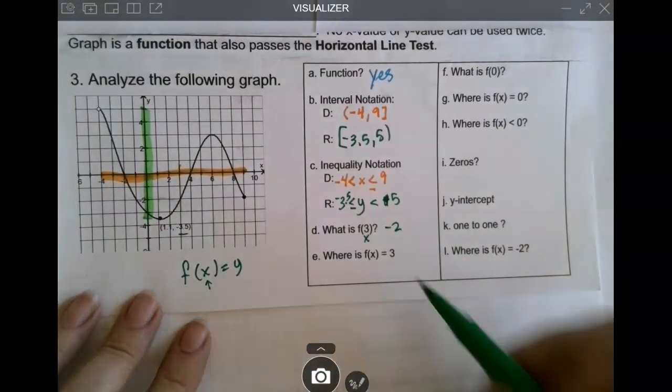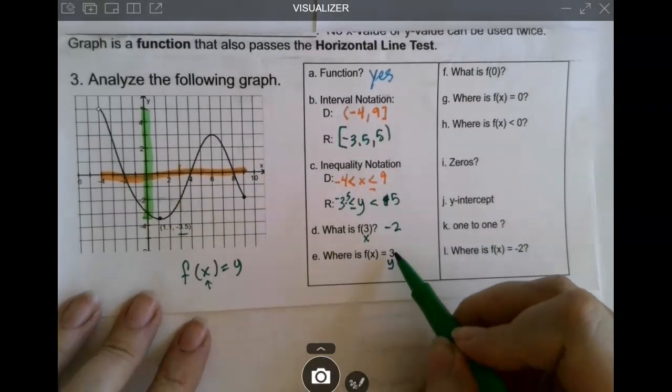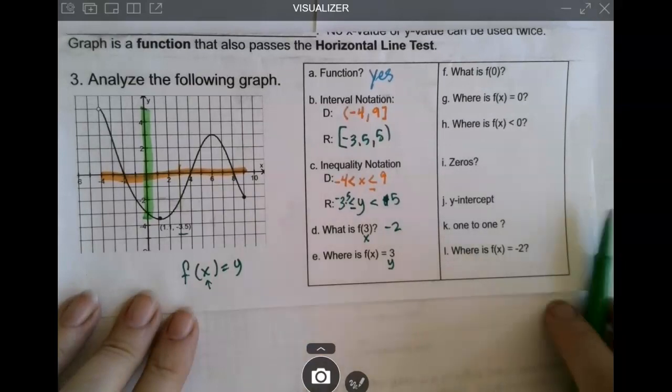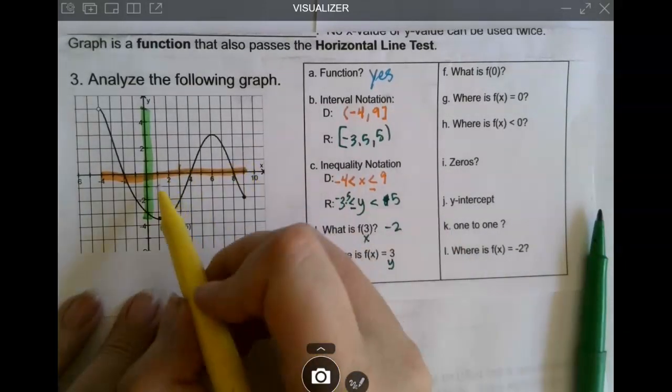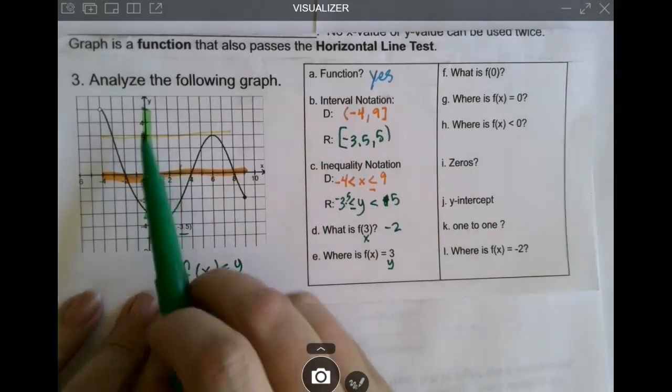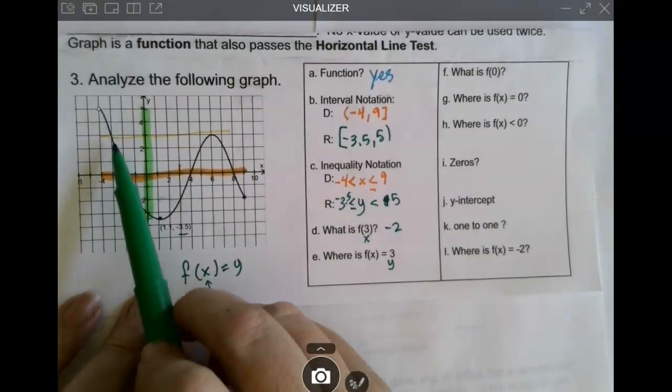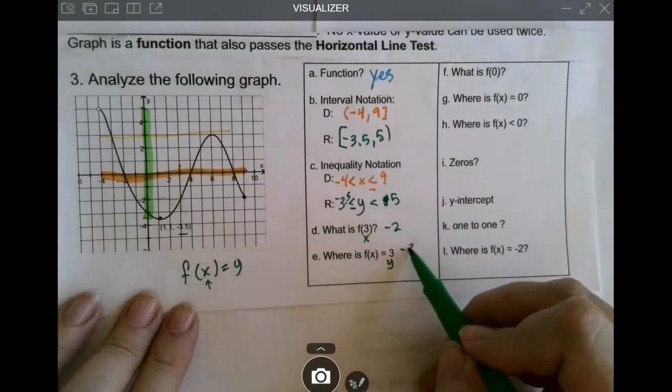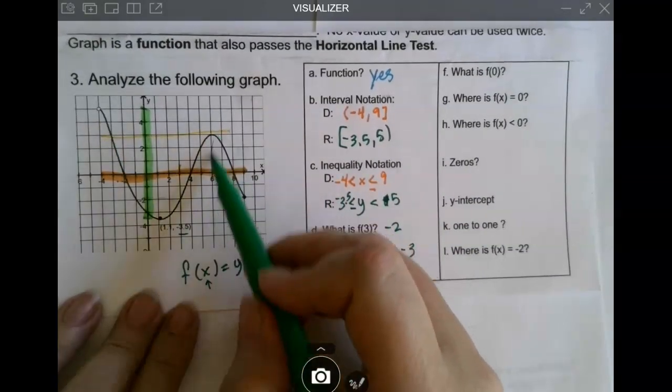Now this next one is the opposite. Now they want to know if y is 3, what's x? Well, if y is 3, that's y is 3 is right here. And I have 2 different values. I have -3 right here, or I have 6.